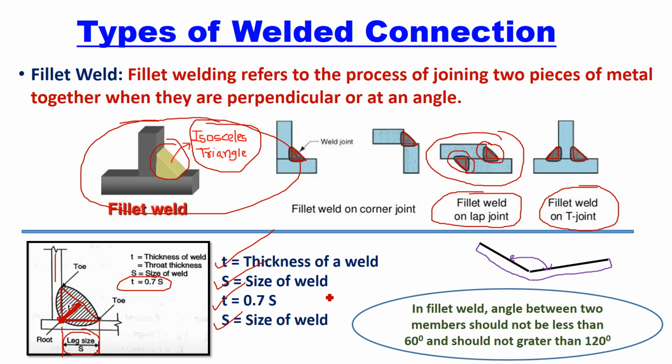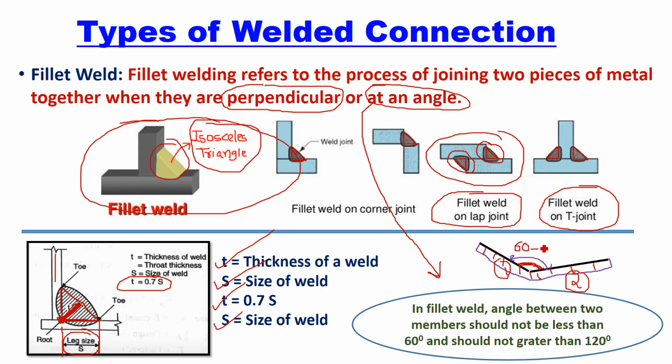Now as we discussed in the definition here, either two metal plates are connected perpendicular or at an angle, you can use the fillet weld. So at an angle means if they are not perpendicular, what angle range can you use? If you want to connect two inclined plates using the fillet weld, these are the two inclined plates. This is the first plate and this is the second plate. So if you want to connect inclined plates using fillet weld, this angle of inclination should be between 60 degree to 120 degree, right?